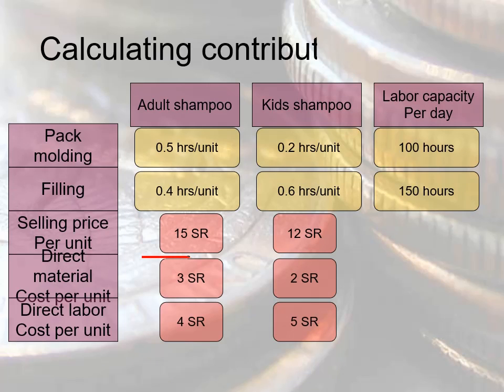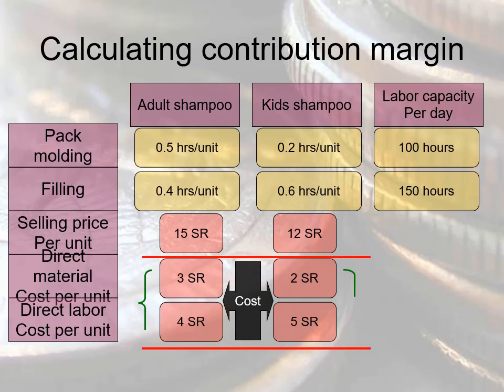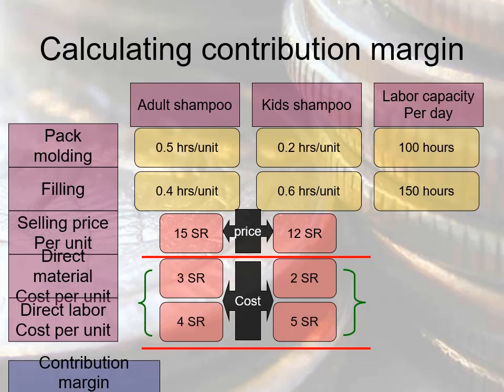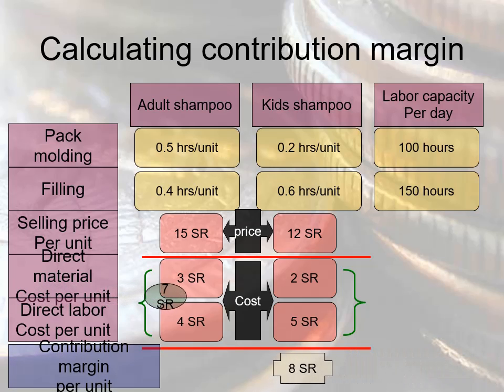Calculating contribution margin is straightforward, where we subtract the cost of direct material and direct labor from the selling price. So, for adult shampoo, direct material cost per unit is 3 riyal and the direct labor cost per unit is 4 riyal, with a total of 7. So 15 minus 7 is 8 riyal. So the contribution margin per unit of adult shampoo is 8 riyal.